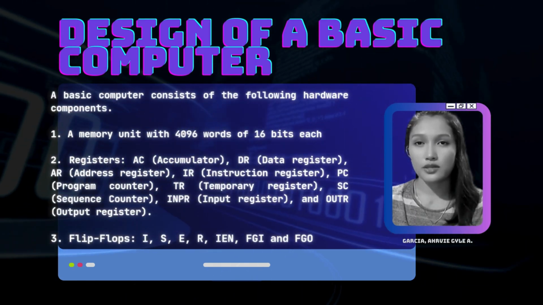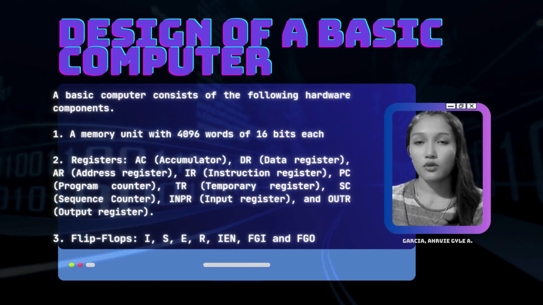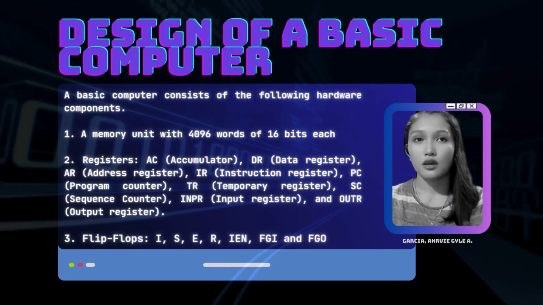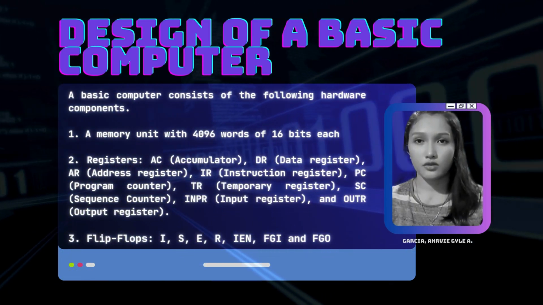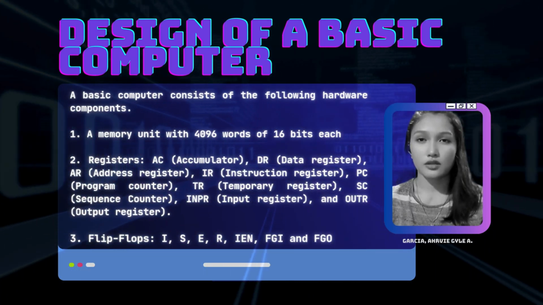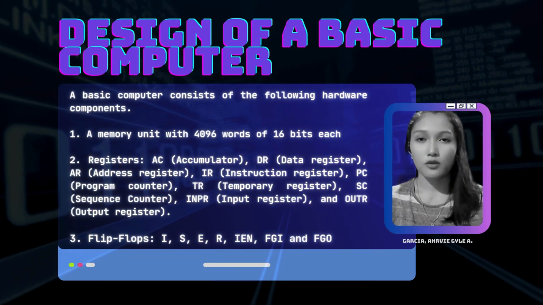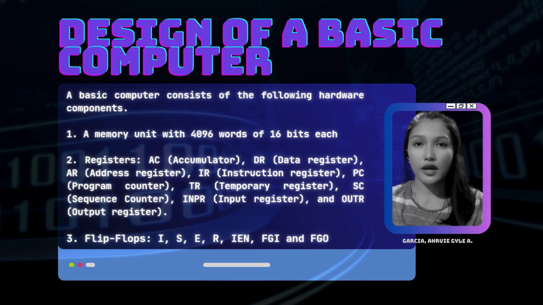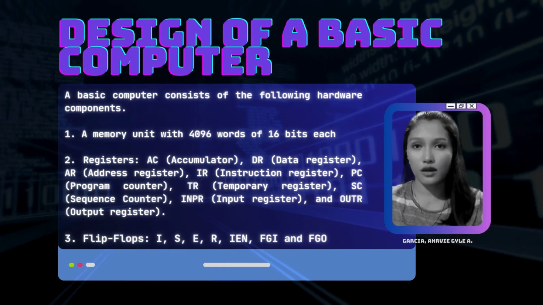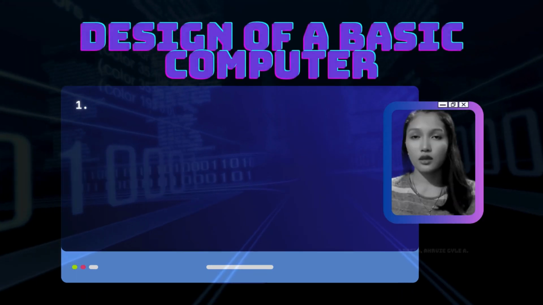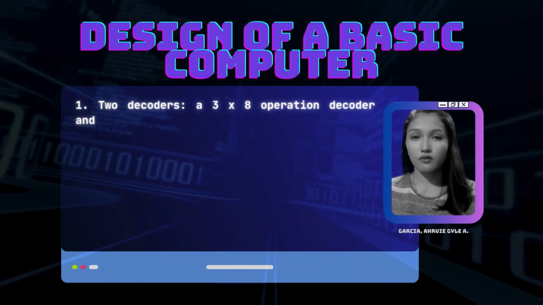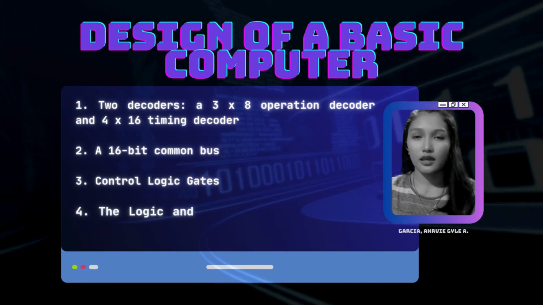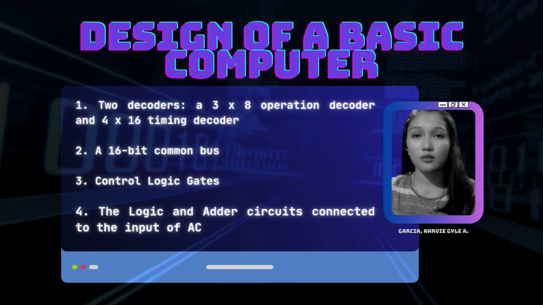Design of a basic computer. A basic computer consists of the following hardware components. Number 1. A memory unit with 4096 words of 16 bits each. Number 2. Registers: accumulator, data register, address register, instruction register, program counter, temporary register, sequence counter, and lastly, input and output registers. Flip-flops. FGI and FGO are the corresponding input and output flags, which are considered as control flip-flops. The two decoders: a 3x8 operation decoder and a 4x16 timing decoder. And also, it has a 16-bit common bus, control logic gates, and lastly, the logic and other circuits connected to the input of the accumulator.